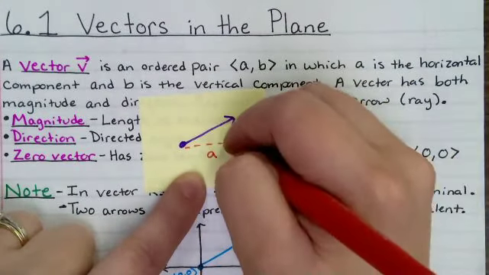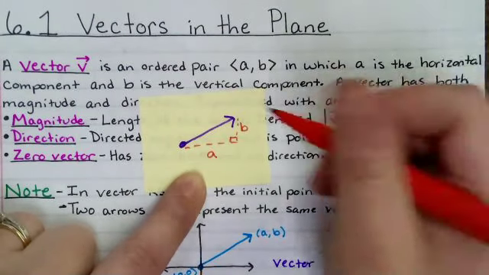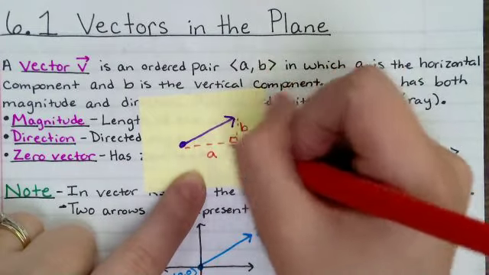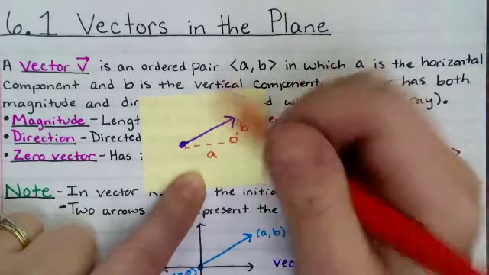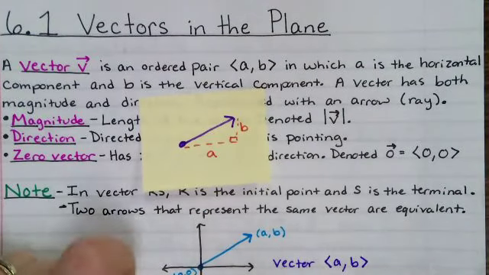Okay. Now, if you notice, this does make a little right triangle. We're going to come back to that idea in just a moment. But yes, we end up with these horizontal and vertical components from the initial to the terminal point. So that's what a and b represent.